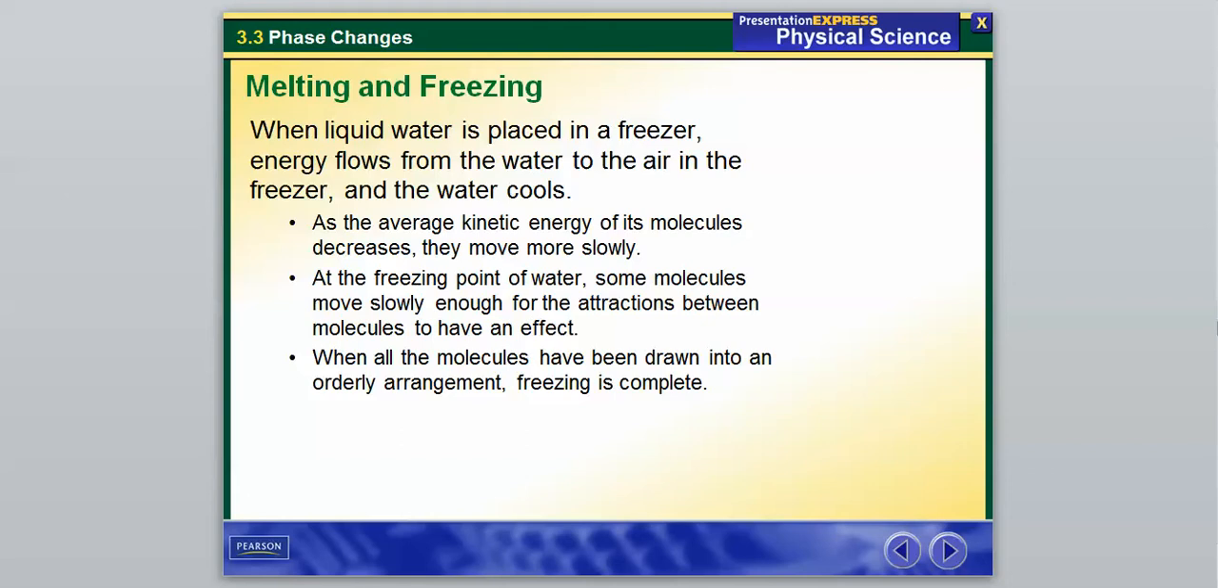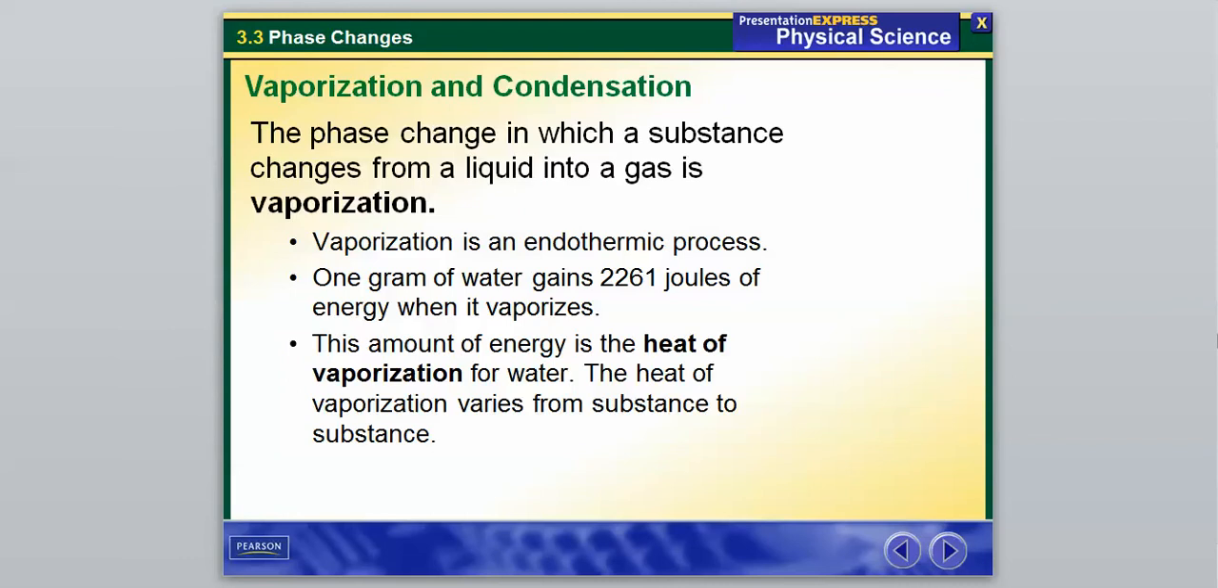Our next two that go hand in hand with one another are called vaporization and condensation. The phase change in which a substance changes from a liquid to a gas is known as vaporization. Vaporization is an endothermic process. So what does that mean? It does what to the energy? It absorbs the energy. So 1 gram of water gains 2,261 joules of energy when it vaporizes.